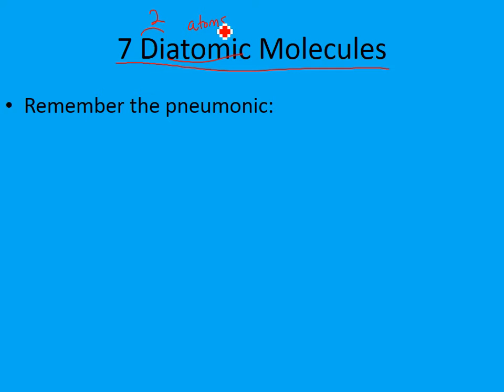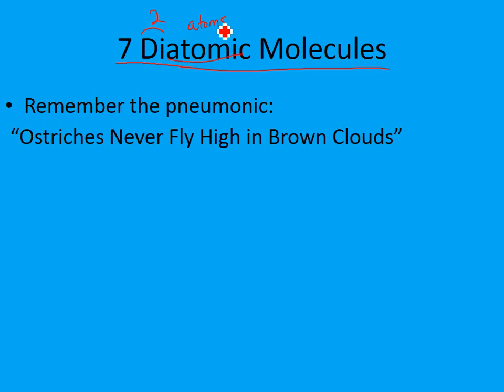And there's an easy to remember mnemonic that will help you remember all 7 of these. Remember this from last year? Ostriches never fly high in brown clouds. If you look at these that I'm underlining, these are the symbols for all of the 7 diatomic molecules. What do you think O is for? Oxygen. What is N? Nitrogen.